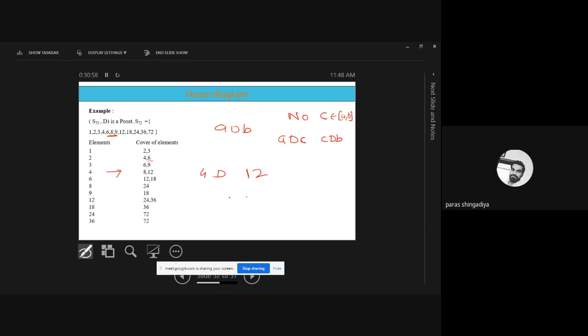And then for 8 also, 4 divides 8 is correct, but 8 divides 12 is incorrect. You cannot divide 12 by 8. Therefore that is not correct.